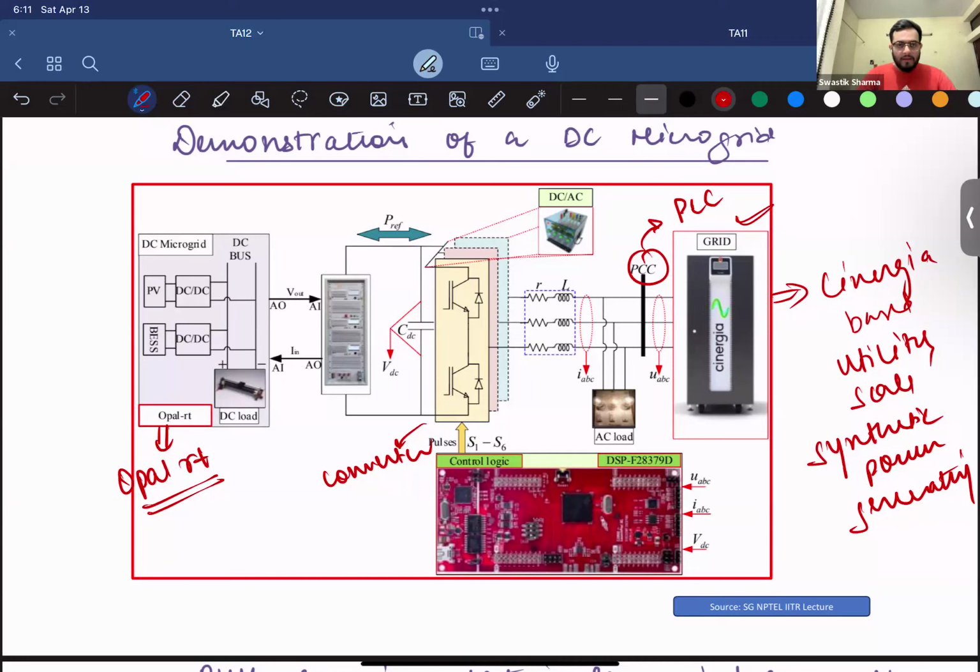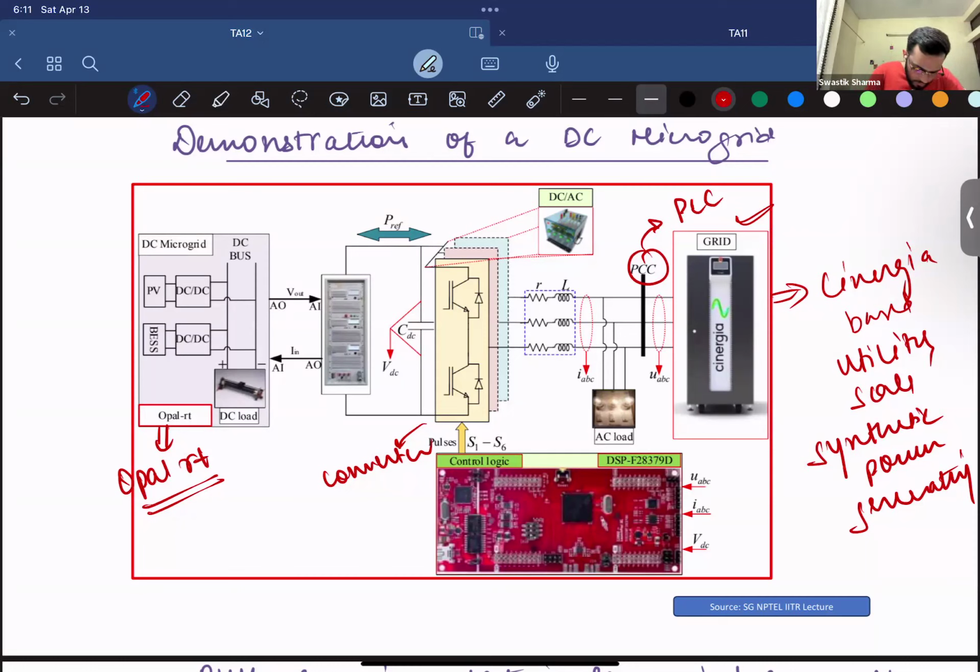So Opal RT, RTDS, and then you have Typhoon HIL. All of them are real-time simulators, and what they do is they are configured with a GPS, which then makes sure all of your simulations are simulated in real time, so that if your relay trips in milliseconds, it will trip in milliseconds in real life as well.